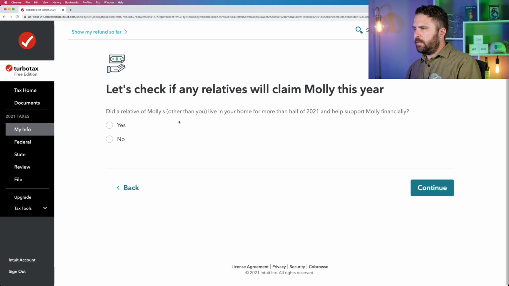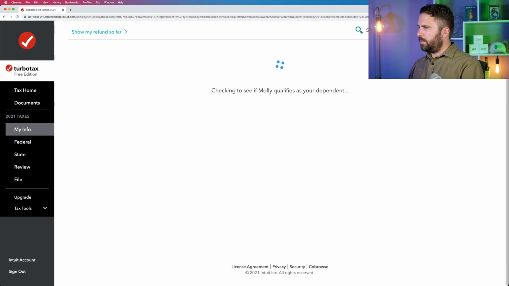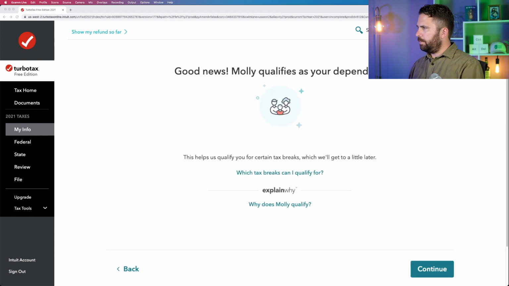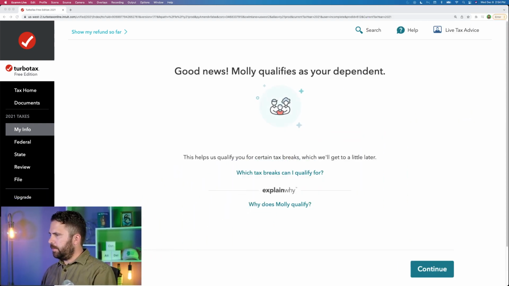Let's check if any relatives will claim Molly this year. Did a relative of Molly's, other than you, live in your home for more than half of 2021? No, I'm going to say it's just Jimmy and Molly. No other support from anybody. Okay, let's move me down here. Good news, Molly qualifies as your dependent. Great.